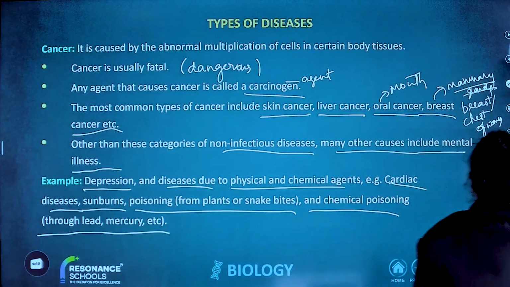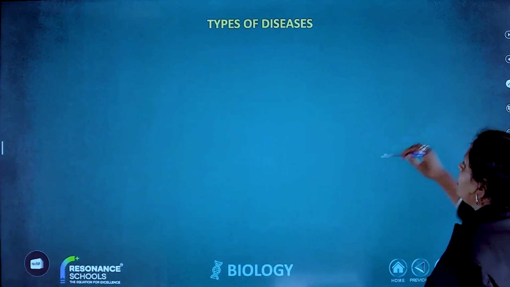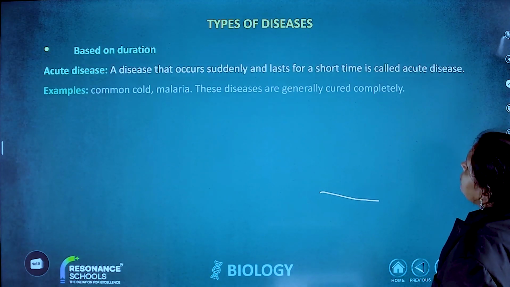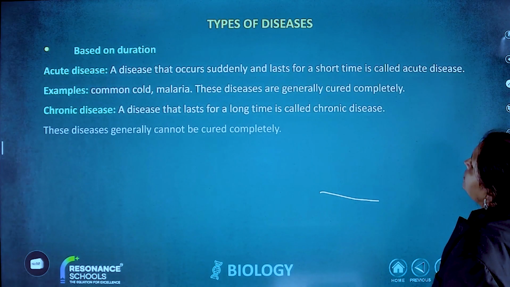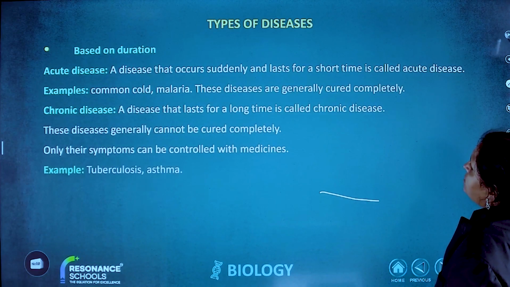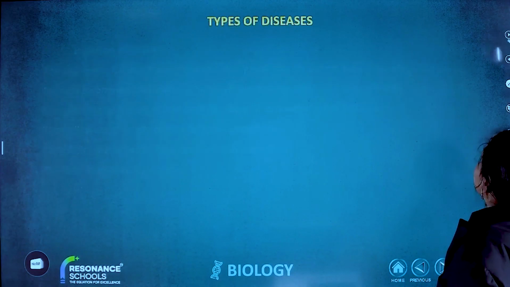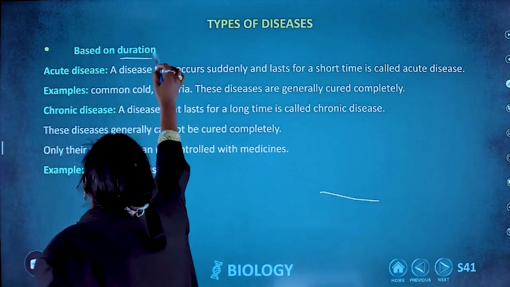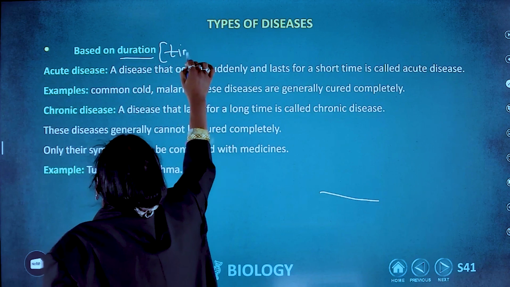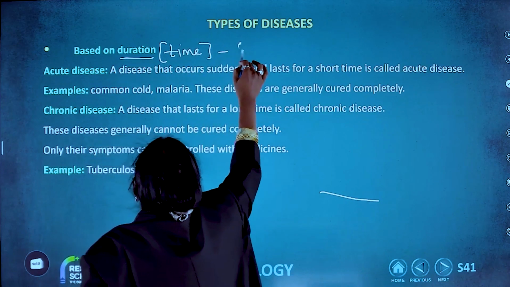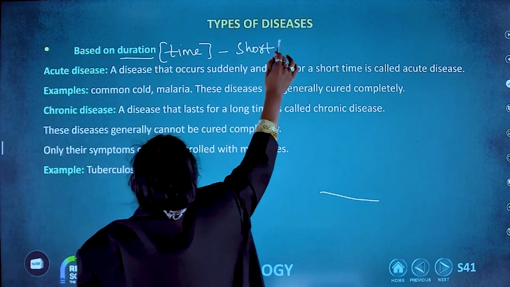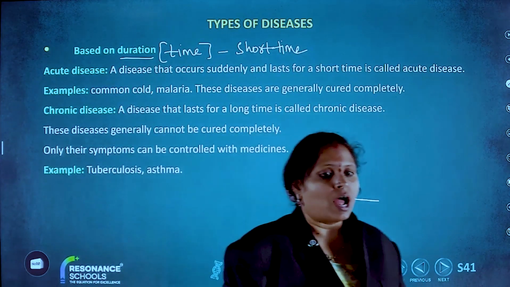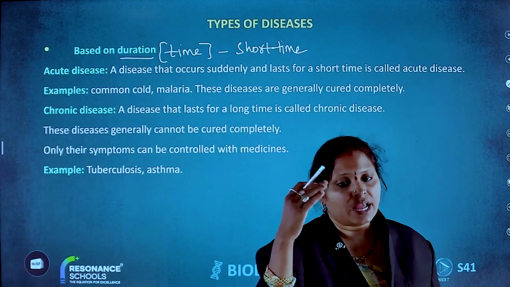Let us go with the next concept today. What is the next concept, children? So the types of diseases, there are two more types of diseases based on their duration. Duration means time, based on the time. So long time, short time. In a short span of time, some diseases will be reduced, and some diseases take more time.